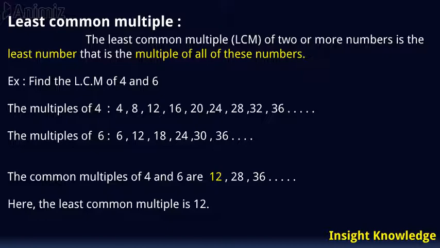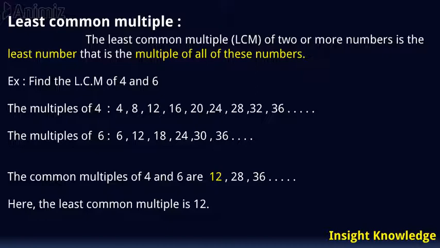See the first example. Find the LCM of 4 and 6. This is a simple method. Let's see how to solve. First write the multiples of 4. The multiples of 4 are 4, 8, 12, 16, 20, 24, 28, 32, 36 and so on. And likewise the multiples of 6 are 6, 12, 18, 24, 30, 36 and so on.